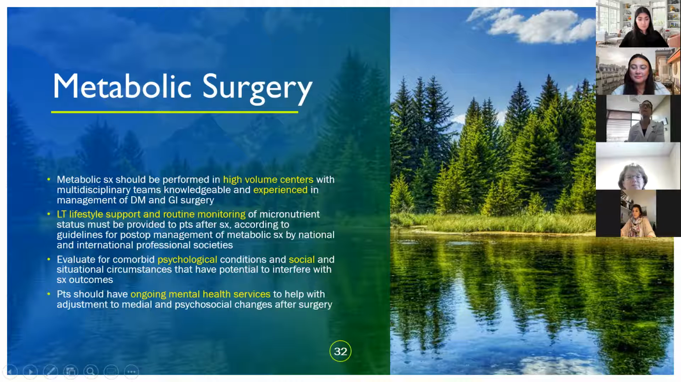They need to be evaluated for other comorbid conditions and psychological conditions and social situations that might impact the care. And they should have ongoing mental health services to help with the adjustments in doing this type of surgery and how it's going to affect them long-term in their lifestyle. Next slide.